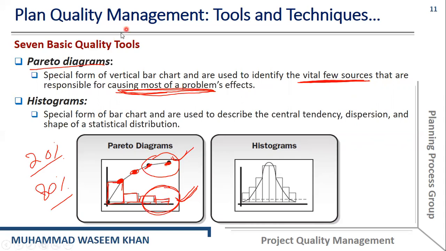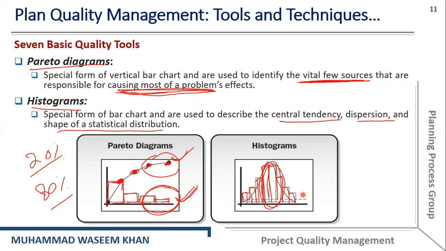The second one is the histogram. It's a special form of the bar chart and is used to describe the central tendency, the dispersion, and the shape of the statistical distribution. So here you can see this is the histogram. It is a bar chart, and it represents the frequency or the distribution of the data that we have gathered in, for example, check sheets. So if we have gathered the data in the check sheets, then we need to plot it here.